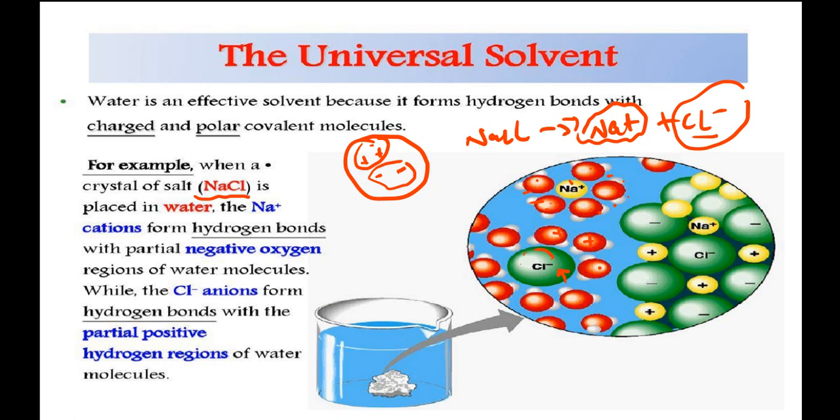So what happens when you put chemicals in water? They will either dissociate completely or dissociate partially. Those that dissociate partially are called weak electrolytes, and those that dissociate completely are called strong electrolytes. So we can now look at these electrolytes.